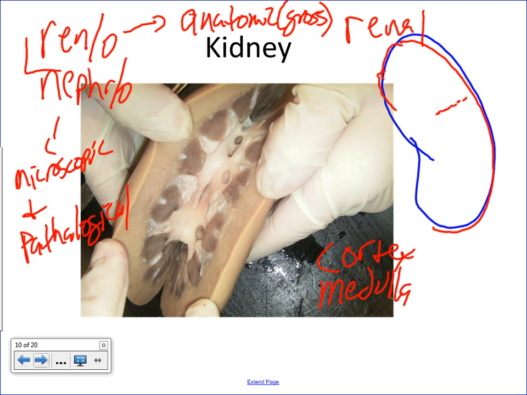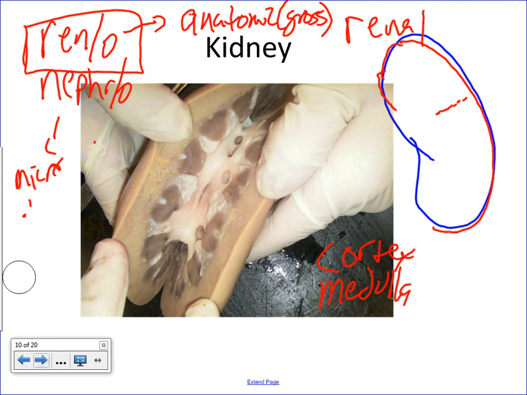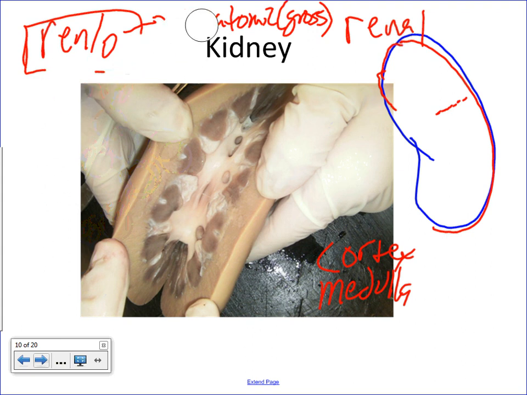So for the rest of this video, you're going to be hearing me say reno a lot, because we're talking about the gross anatomy. In the next one, when I talk about the nephron, the microscopic structures of the kidneys, it's going to be nephro a lot. So keep that little tidbit in the back of your mind. I get asked that question a lot, and it's important that you know that key little difference. All right.